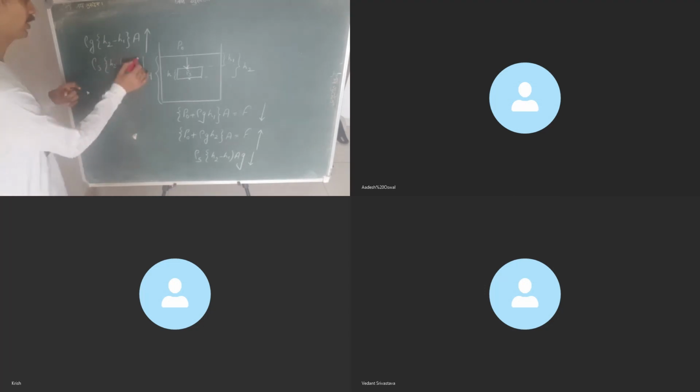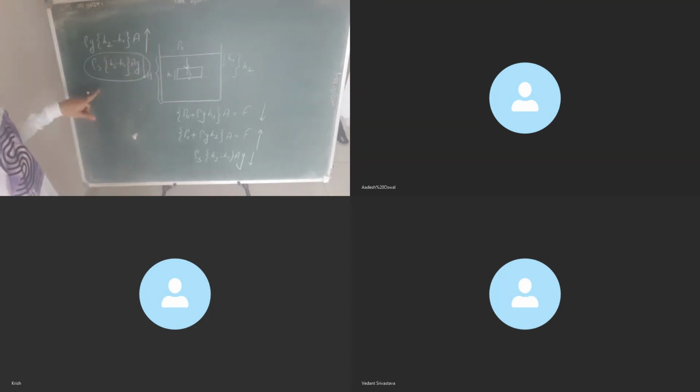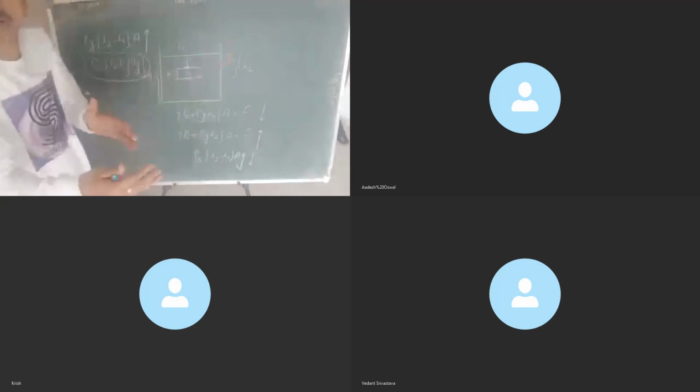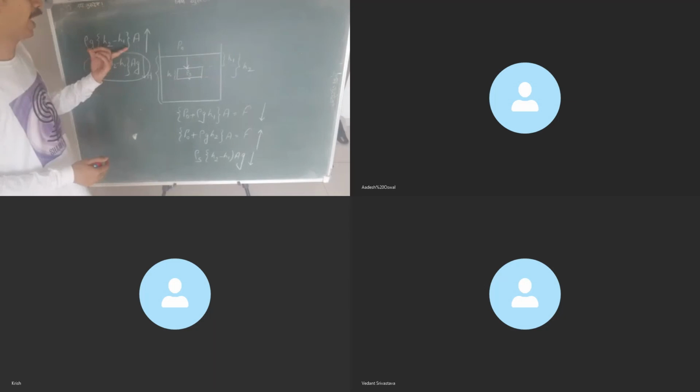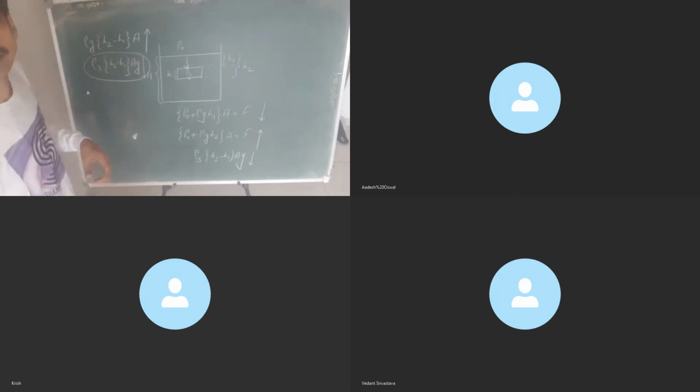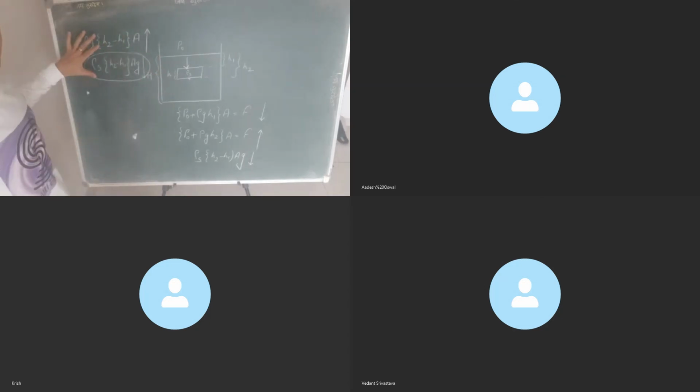Is this not the weight of solid? This one. Yes, this is the weight of solid. Agreed or not? Check it out. So can we say when buoyant force is equal to weight of solid, then the body will float, right? So buoyant force is nothing but, I repeat, buoyant force is nothing but the weight of liquid displaced by solid.